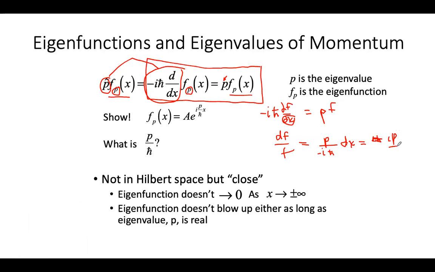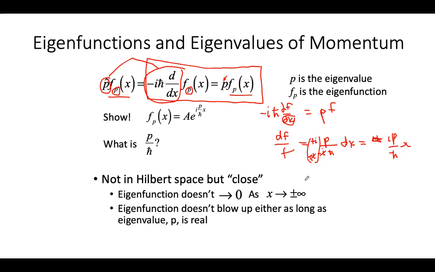i p over h bar times x. And what I've done is I've multiplied top and bottom by minus i h bar, right? Oops, by plus i. And then that i h bar, minus i h bar right there, that cancels, goes to 1, and it brings the positive i up in the numerator. Okay, so once I've got it separated, I've got df over f over here, and I've got i momentum over h bar times x over here.